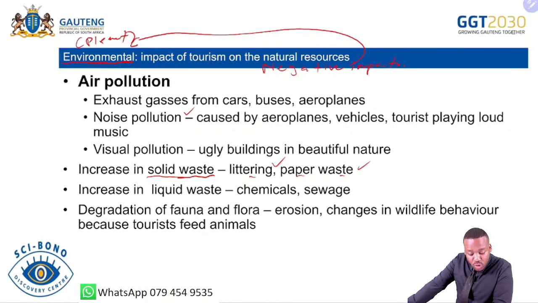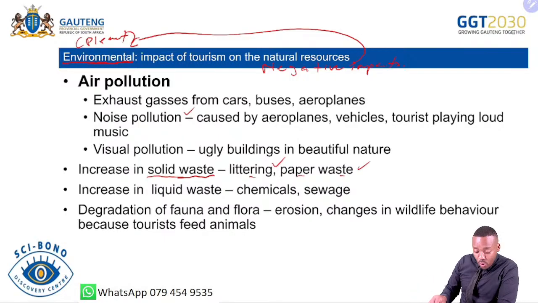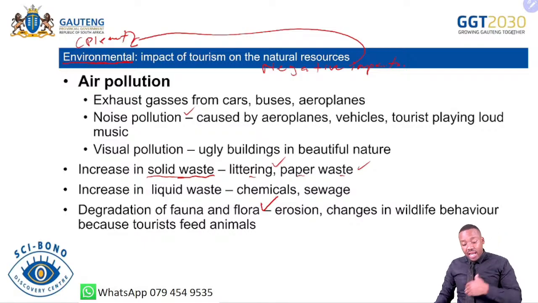Increase in liquid waste, for example, chemicals, right? You know that we are cleaning time and again sewage waste. When there's a high demand of people coming, meaning people will be contributing towards sewage time and again. When we have to build for tourism, right? We're talking about degradation of fauna and flora.